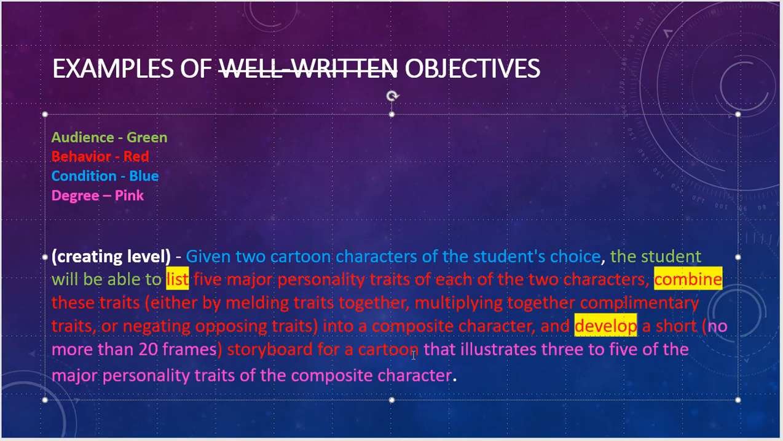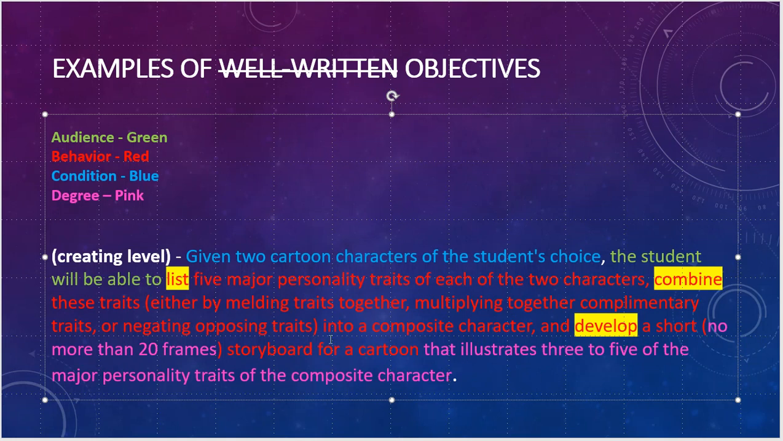Now, really, when you get into something like this, it should probably be a rubric. And in that rubric, you might include that they have to have 5 personality traits for each of the two characters. They need to make sure they combine the traits by melding them together. And you can have assessments based on high, medium, low, or whatever. And that they have to illustrate 3 to 5 of the major personality traits that come up. Those all could be part of a rubric.